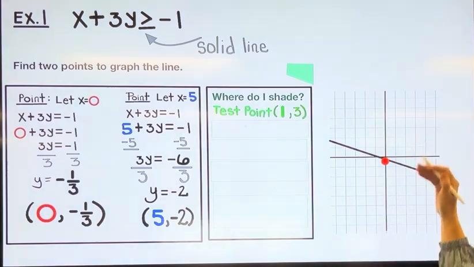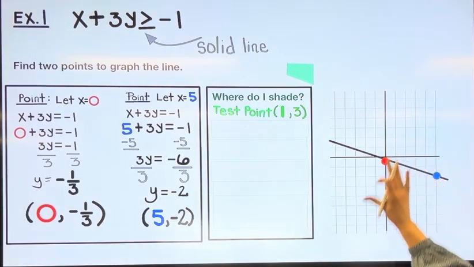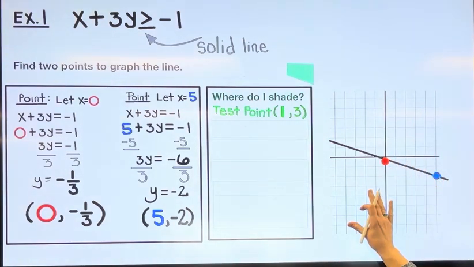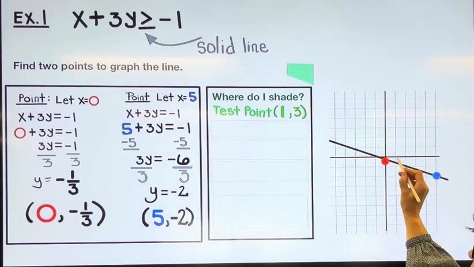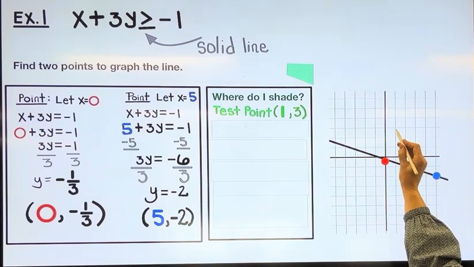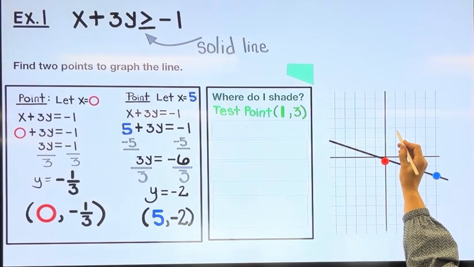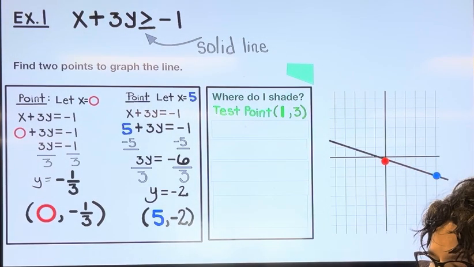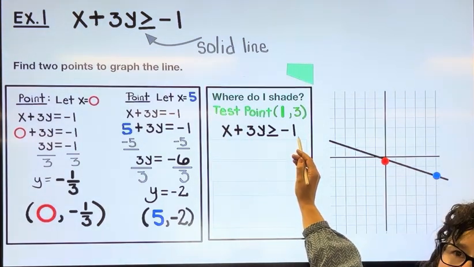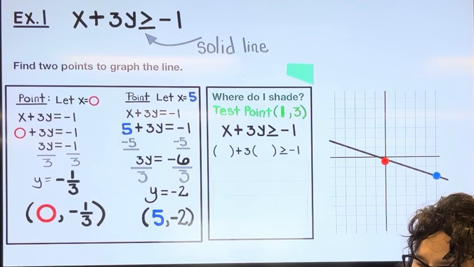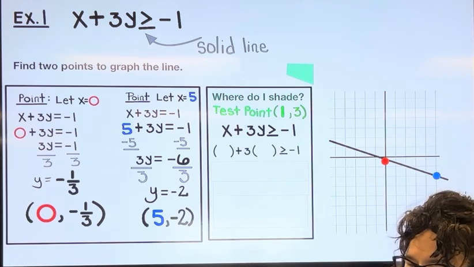I can pick any point that's clearly above or below this line. So I'm going to test the point (1, 3). You could pick any point you want. So in testing that point, I grab my original inequality. Then I'm going to replace the x.